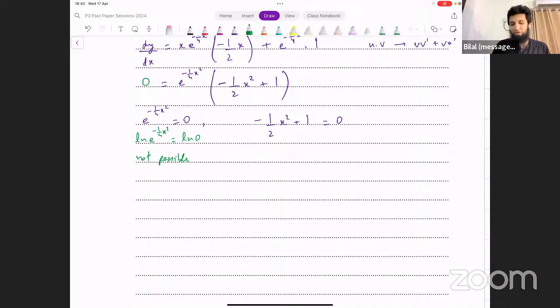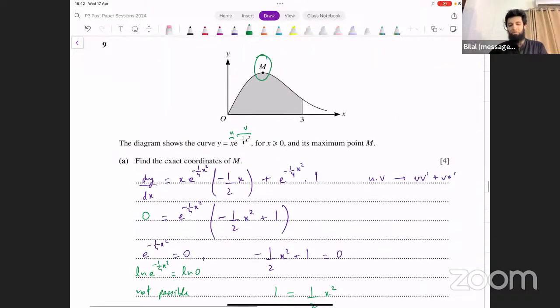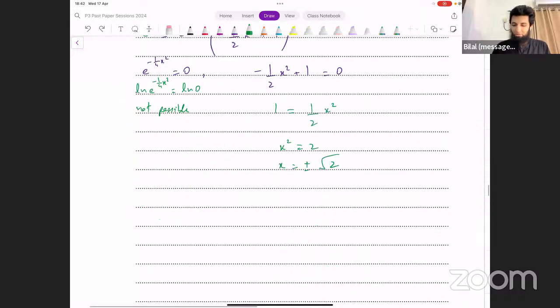From the second equation, we get 1 equals 1 over 2 x squared, x squared equals 2, and the value of x turns out to be plus minus under root 2. Okay. However, if you look at the graph, M is on the right side here. That means the x coordinate of M is supposed to be positive. So we don't use negative, we only use the positive result. So the value of x turns out to be under root 2.